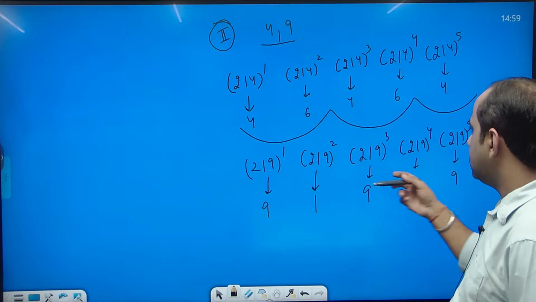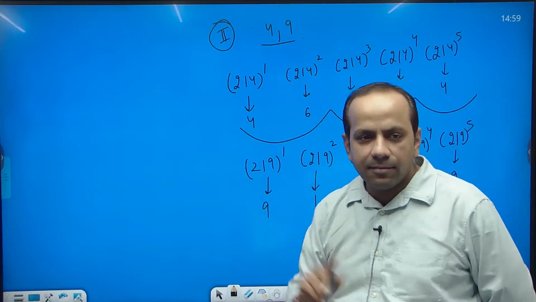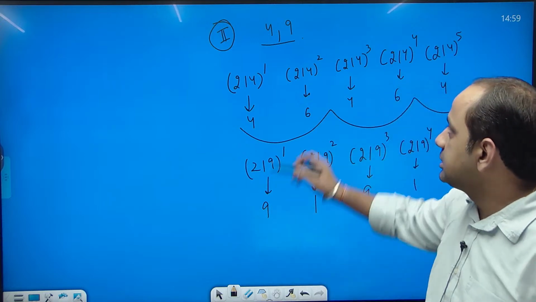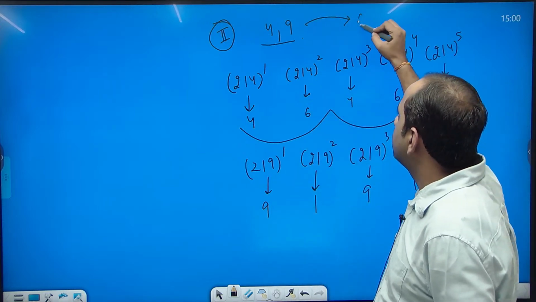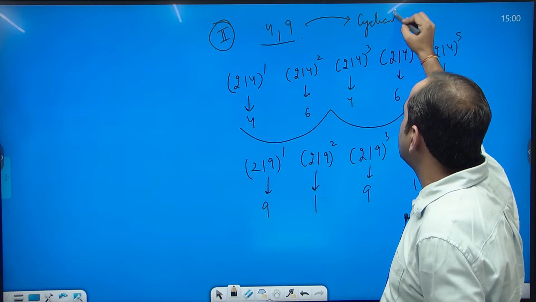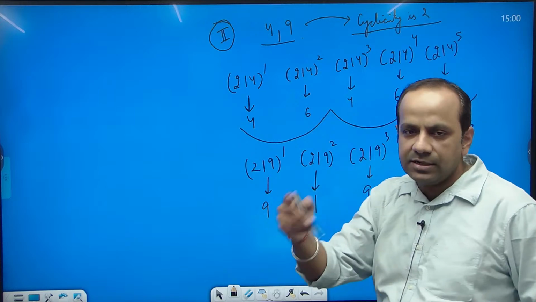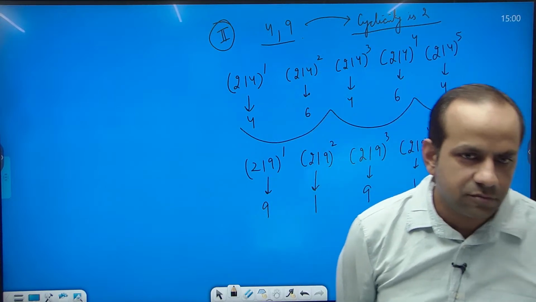So we can say that whether a number is ending with 4 or ending with 9, the cyclicity of numbers ending with 4 and 9 is 2. Cyclicity means it repeats after a cycle of 2. Clear?